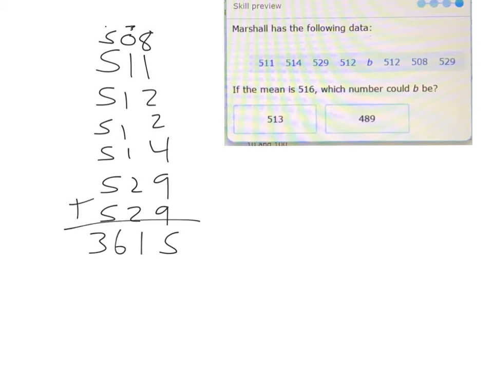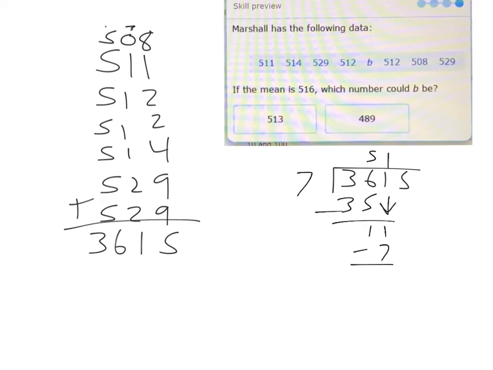Let's do some math. So I've added all those numbers that we for sure have together and get 3,615. So I'm going to go 3,615 divided by just the ones we've used so far: 1, 2, 3, 4, 5, 6, 7. I can take 5 out of that. 5 times 7, 35. Minus is 1. Bring down the 1, 11. 1 times 7 is 7. Minus equals 4. Bring down the 5. 7 out of 45, 6. 6 times 7, 42. Minus equals 3. So somewhere around 516 already.